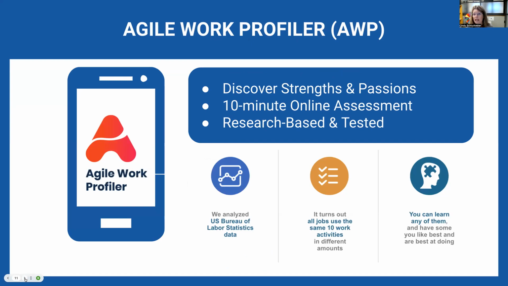The way you find your top-ranked agilities, which we'll do later on in the training, is you take the Agile Work Profiler. It's a 10 to 15 minute online assessment. Depending on the age of the people you're serving, freshmen take a little bit longer, obviously, than a senior would. And it's research-based and tested. We analyzed occupations with the U.S. Bureau of Labor Statistics data, and we looked at over 900 occupations. As I mentioned earlier, it turns out that all jobs use these 10 work activities, which we have labeled as agilities.